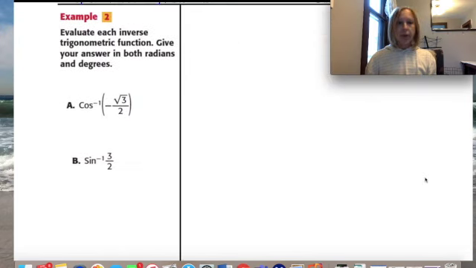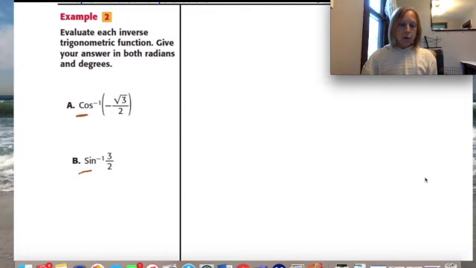Okay, we're going to evaluate each inverse trig function, and we're going to give our answer in radians and degrees, and we will have one answer that we will write in our 2 units. We know that we will have one answer because we are given our function with a capital letter. That's how your textbook denotes that we're working with our restricted domain.